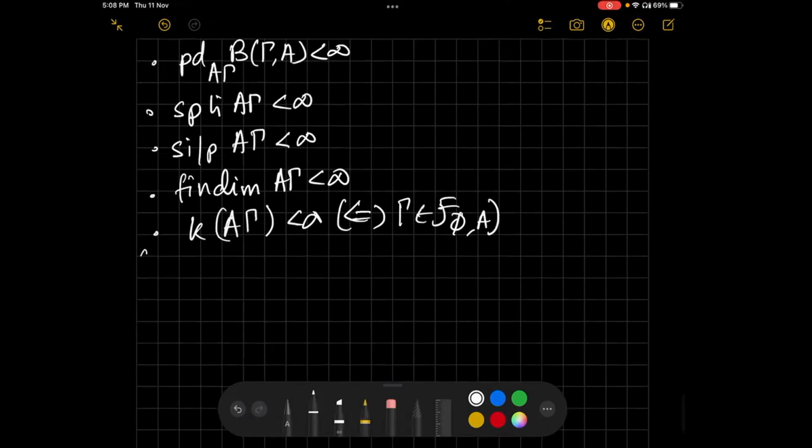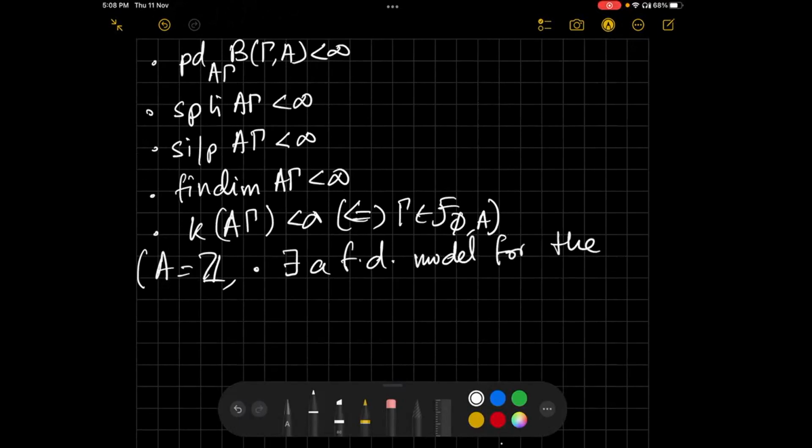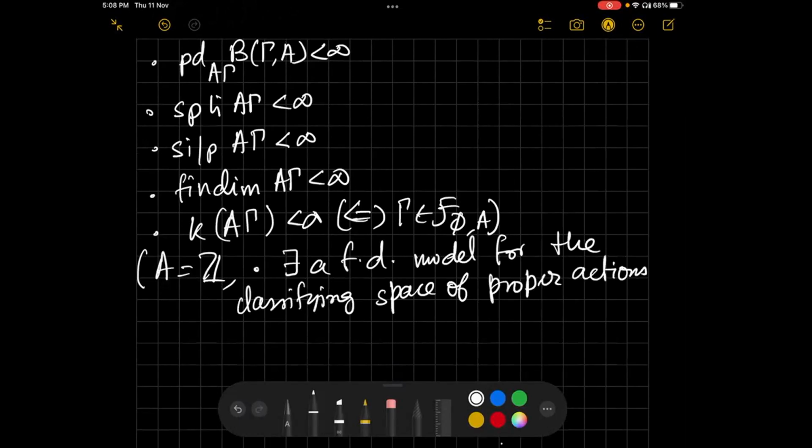And actually, when Telleli made the conjecture, she was studying over Z, and over Z you can add an extra condition, that is there exists a finite dimensional model for the classifying space of proper actions of gamma. If you don't know what this is, don't worry. This is usually denoted by E under bar gamma.